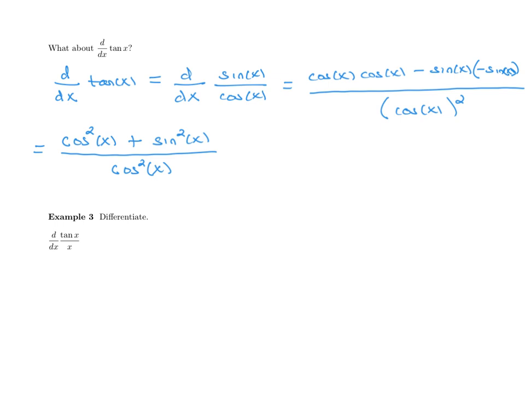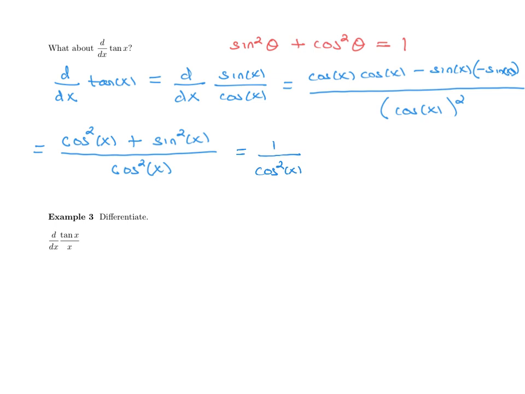There is a very important identity. That identity is sine squared of any angle theta plus cosine squared of that same angle is always equal to 1. This is always true. Doesn't matter if I put theta or x. This entire numerator is equal to 1. So this is really 1 divided by cosine squared of x.